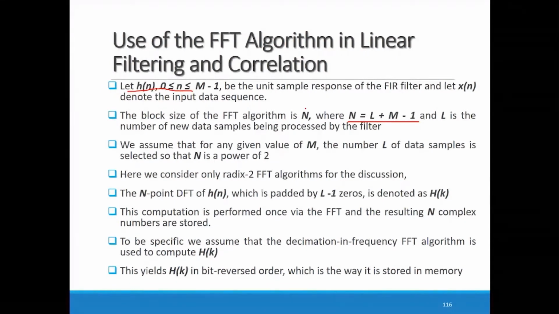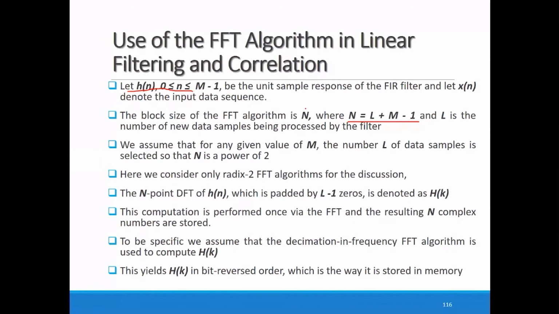And we assume that for any given value of M, the number L of data samples is selected so that N is a power of 2. So always we have to make sure that whatever data points we have selected and implement, N must be a power of 2. Here, for example, we are considering radix 2. Sir, if the radix 4 algorithm was considered, then N should be a power of 4. Yeah, true. When we consider radix 4, then it will be a power of 4. So we consider only the radix 2 FFT algorithm for discussion.